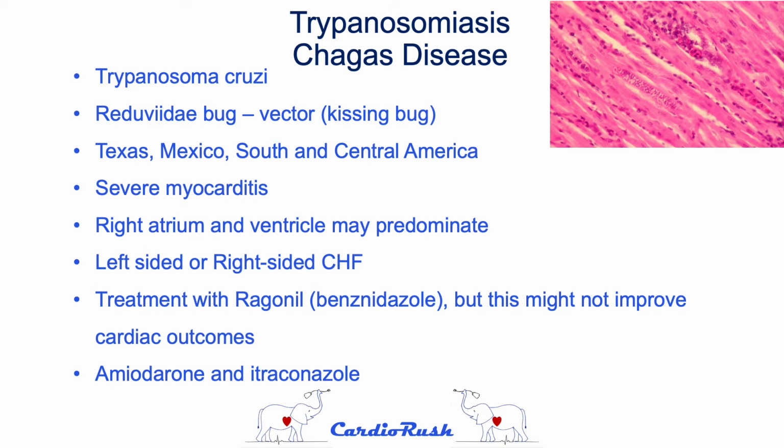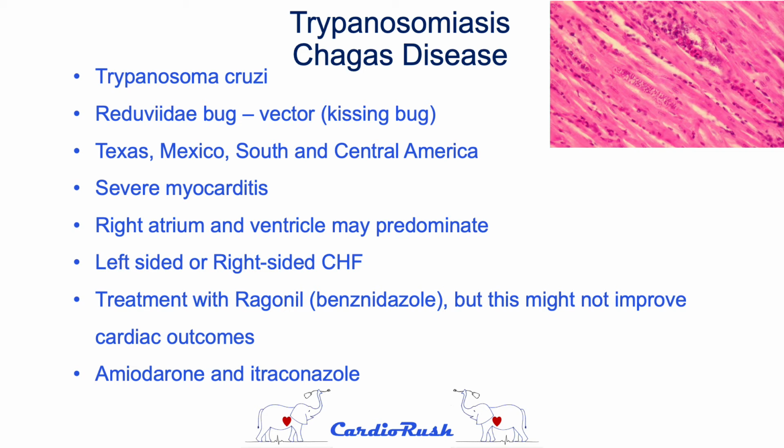So trypanosomiasis, Trypanosoma cruzi, is the causative agent in this, and it's transmitted via a reduviid bug or a kissing bug. It's seen predominantly in Texas, Mexico, and South and Central America, although it also is seen in some other states of the southern United States. It can lead to an impressive myocarditis, and the right atrium and ventricle may predominate. You can see either left-sided or right-sided congestive heart failure, and possible treatment options are listed there, but neither of those might reverse the cardiac changes once those are seen.